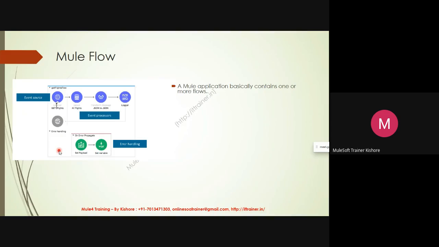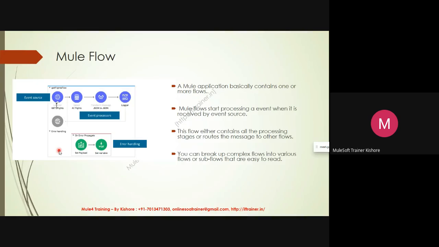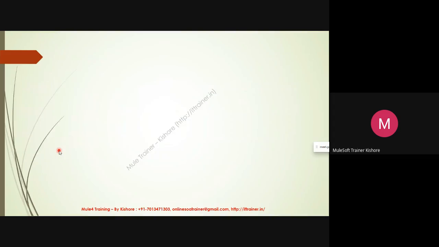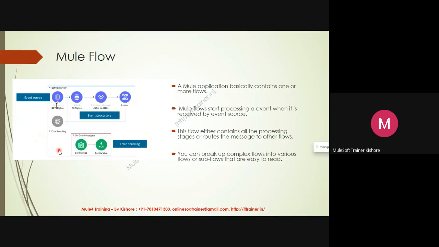A Mule application basically contains one or more flows. A Mule flow starts processing an event when it is received by an event source. A flow either contains all the processing stages, or if required, you can break it up into multiple flows and subflows. We will look at this at a later point of time, because these are all points we are going to cover in the next sessions.